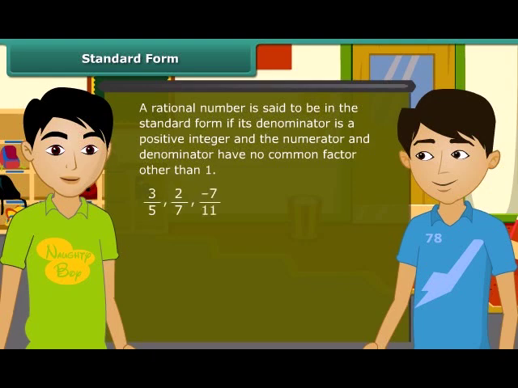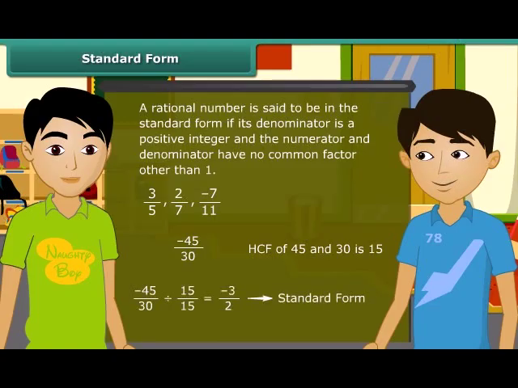And if the numbers are not in the standard form, then they are reduced to the standard form. For example, -45/30 is not in a standard form. We will reduce it by dividing its numerator and denominator by their HCF. Here the HCF of 45 and 30 is 15. Yes, so we will divide the numerator and denominator by 15, and we will get the rational number -3/2, which is in a standard form.